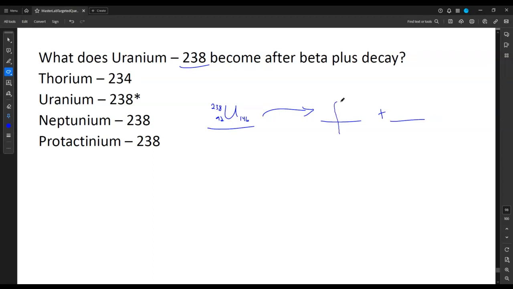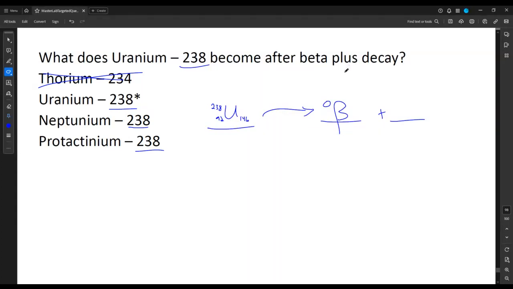Okay, so beta never changes the number of nucleons. What happens is a proton will transition into a neutron, or a neutron will transition into a proton, one or the other, and then we'll get different elements from that. But they will have the same number at the end. So technically, we know that it's going to be one of these and not the first one.